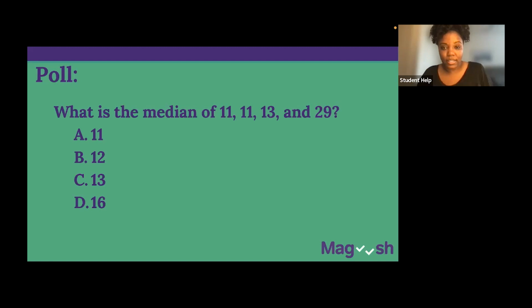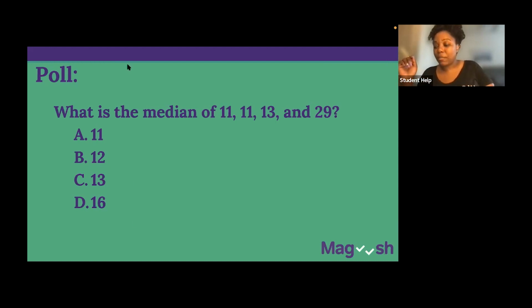All right, 9 of you have answered. So I'm going to go ahead and close the poll and share the results. Most of you guys thought it was B, 12. And let's talk about why that's right.